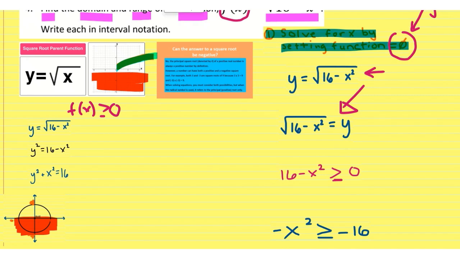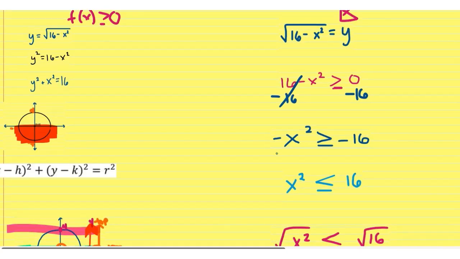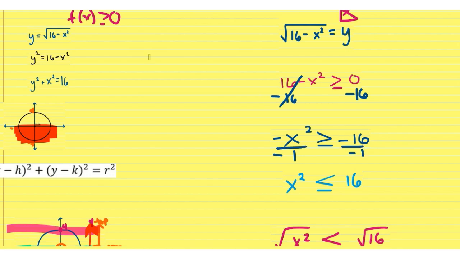Okay, so now I'm just going to use order of operations. Order of operations says that I'm going to do minus 16 on both sides, and that disappears. And so I end up with negative x squared is greater than or equal to negative 16. Now I'm going to divide both sides by negative 1. If you remember, when you divide by a negative, your inequality sign flips. So it used to be greater than or equal to, now it's going to be less than or equal to. That means this is x squared less than or equal to 16.